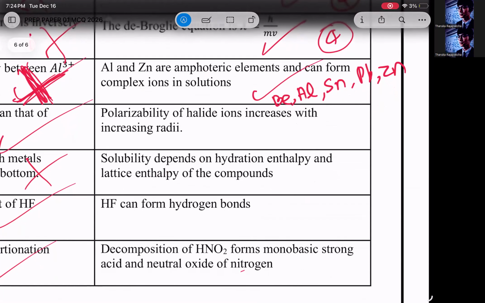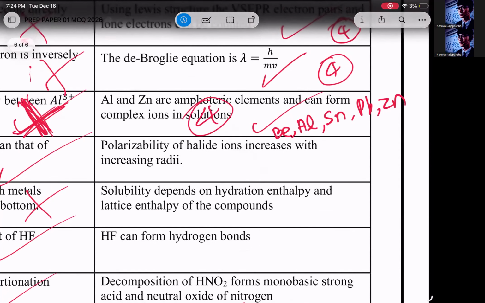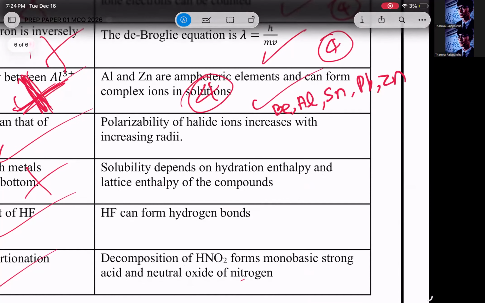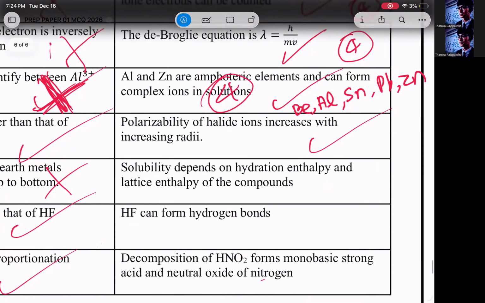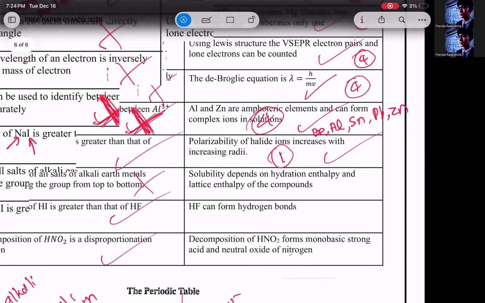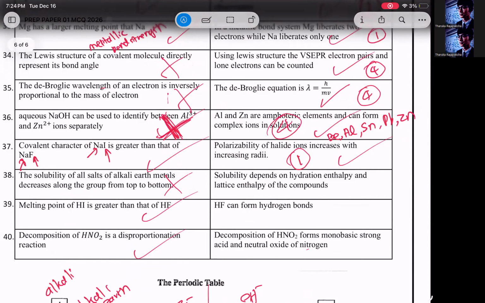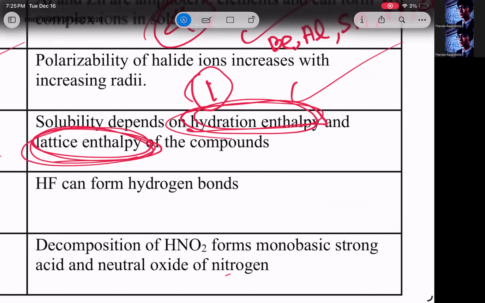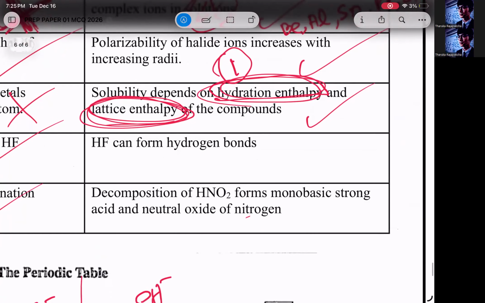Polarizability of halide ions. Now this is answer number 4. Polarizability of halide ions increases with increasing radii. That is going to be correct. It explains answer number 1. 37th one, answer number 1. Solubility depends on hydration enthalpy and lattice enthalpy. Yes, under the solubility topic, I'll teach you this. Solubility depends on these 2 factors. This is correct.